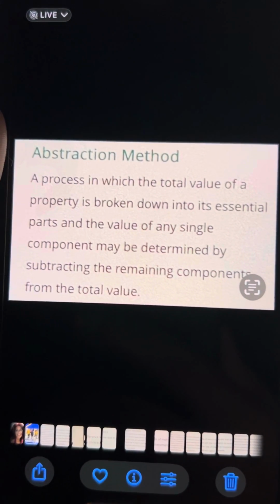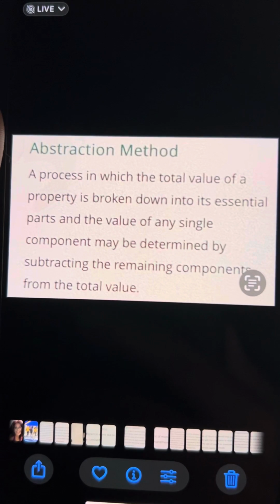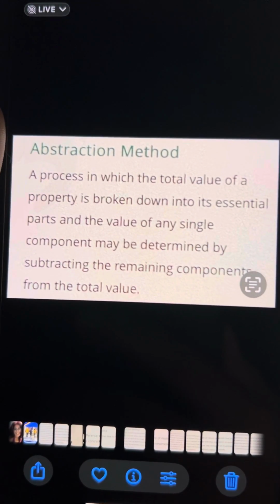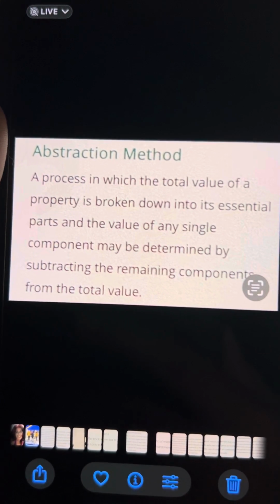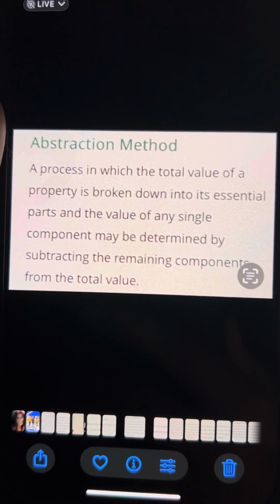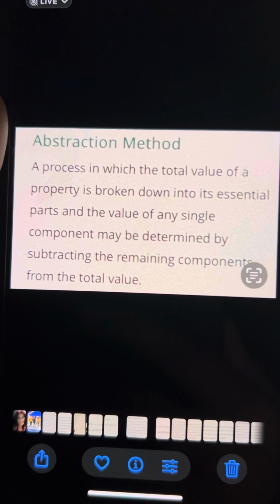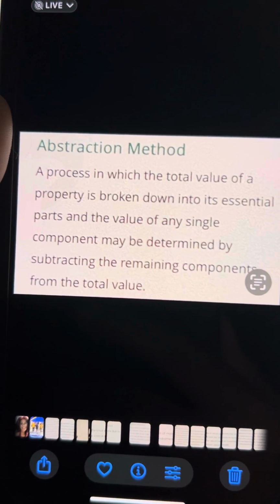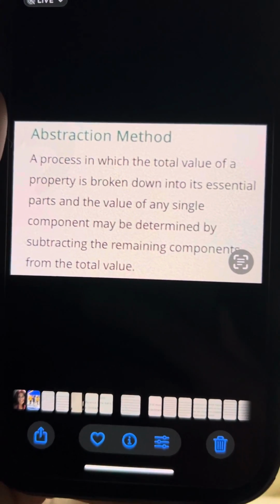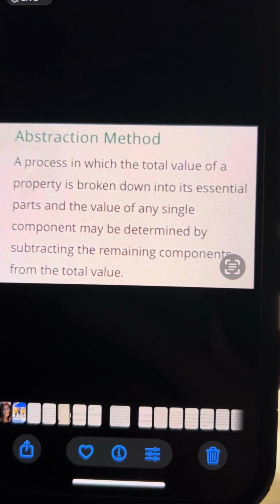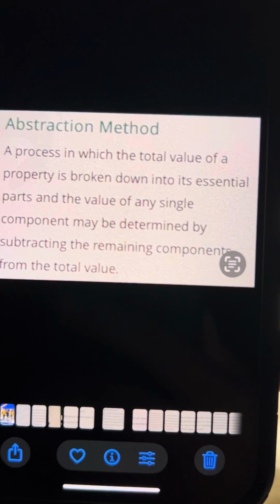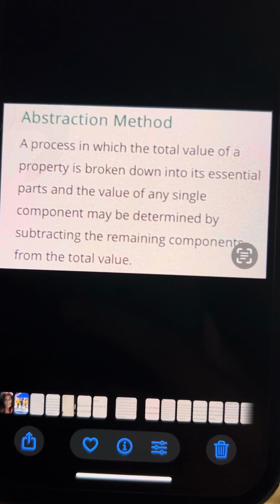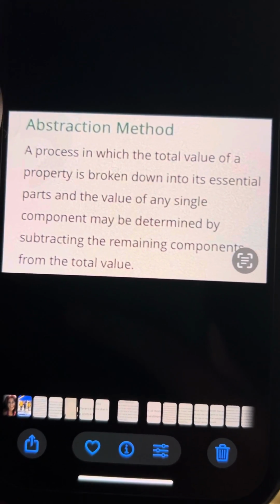Number 7, a process in which the total value of a property is broken down into its essential parts and the value of any single component may be determined by subtracting the remaining components from the total value. The answer is abstraction method.